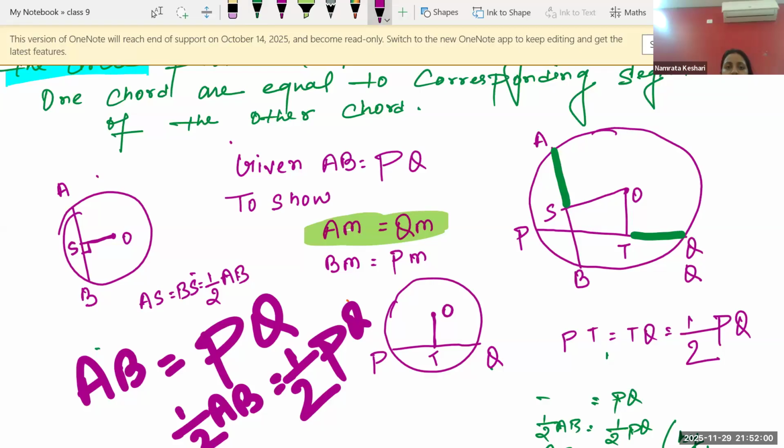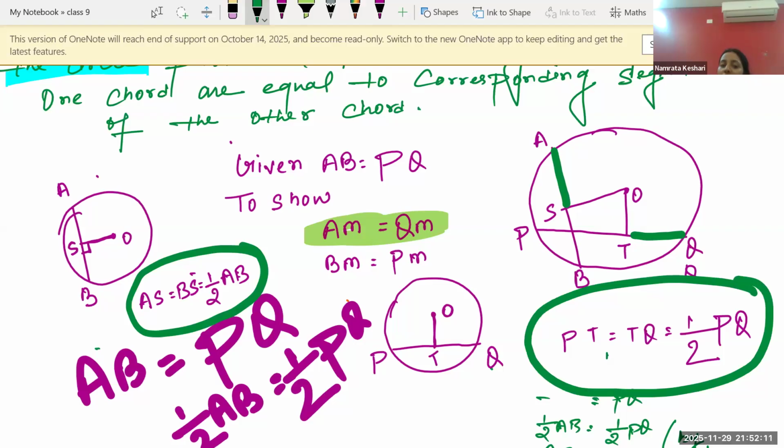Yes or no? Carefully. AS is half of AB, and here PT and TQ are both half of PQ. So in place of half of AB, I can write AS, and in place of half of PQ, I can write TQ, or QT. This green and that green are the same due to half. The complete AB and the complete PQ are the same, so half of AB and half of PQ will be the same. Making sense? So far it is making sense to all of you.